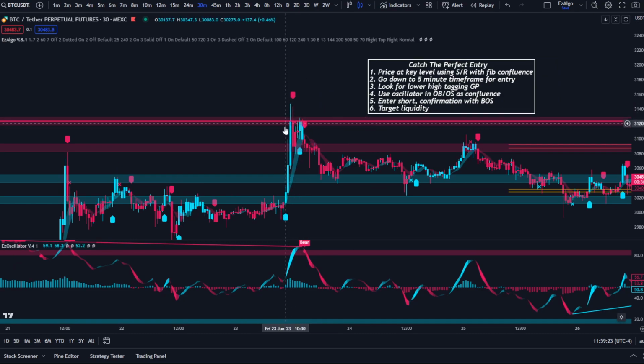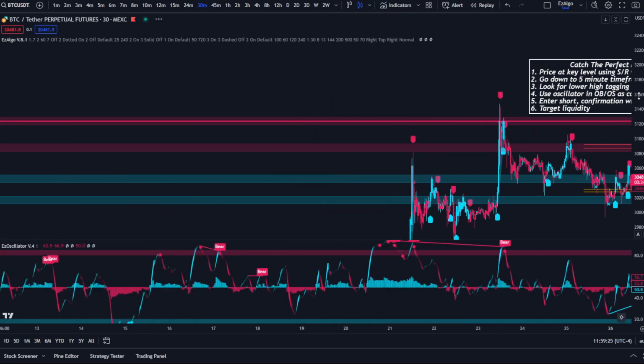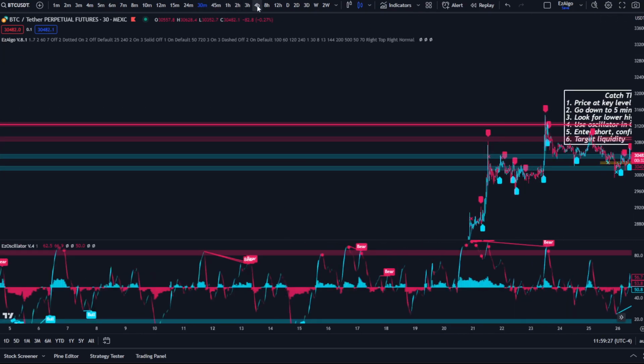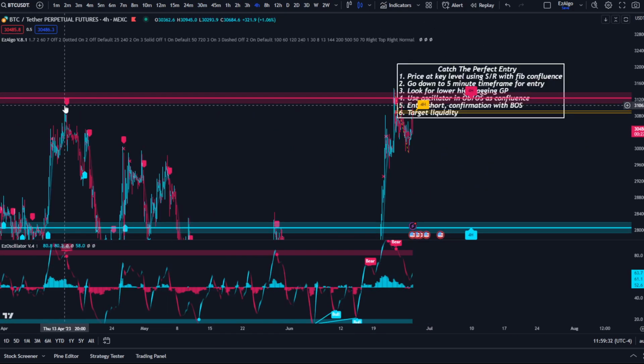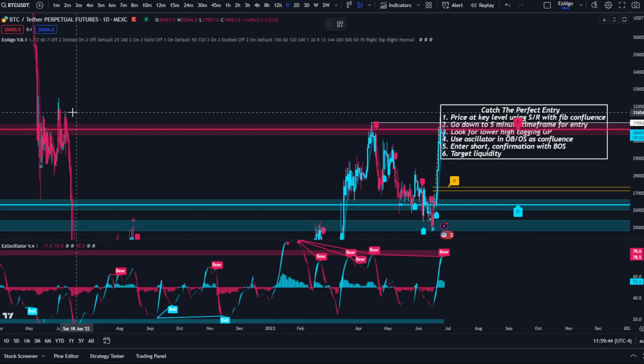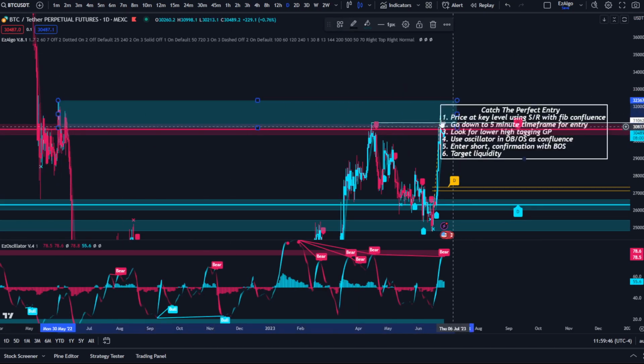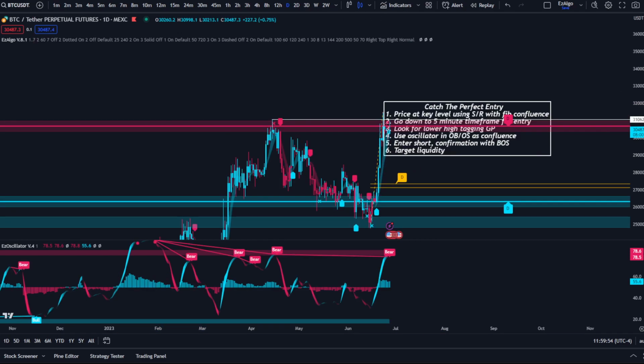So I was looking at this key level right here, because on a higher time frame, this had been a previous resistance level, right? A previous resistance level. As you can see, we took out these highs, and on a daily time frame, we have this huge supply zone, as well as this high. So this was a key level that I was looking for a swing failure pattern.